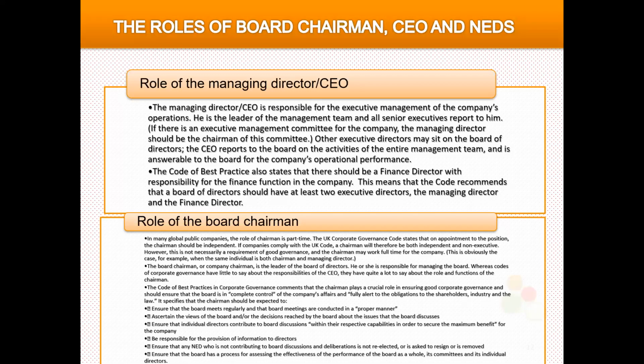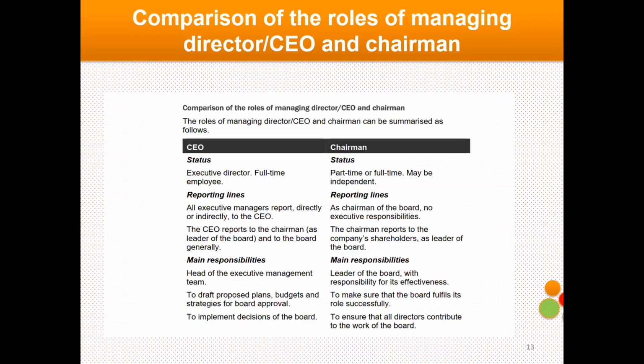He also ensures that any NED, or non-executive director, who is not contributing to board discussions is not re-elected, is asked to resign, or is removed. And he also ensures that the board has a process for assessing the effectiveness of board performance as a whole. So these are some of the functions of a board chairman.